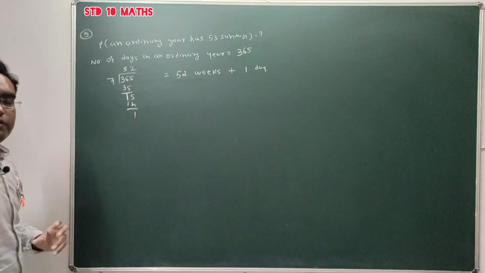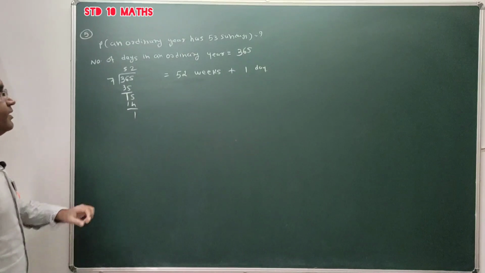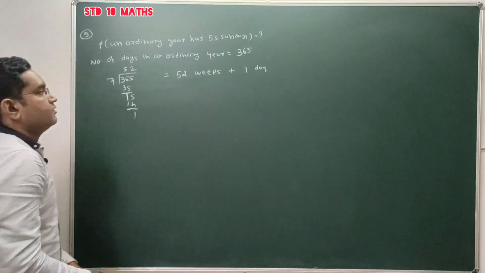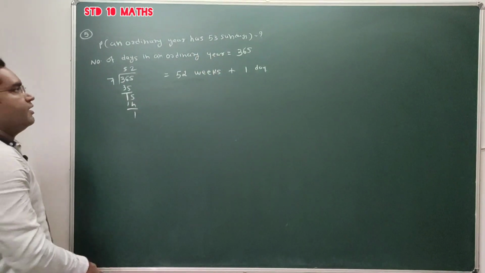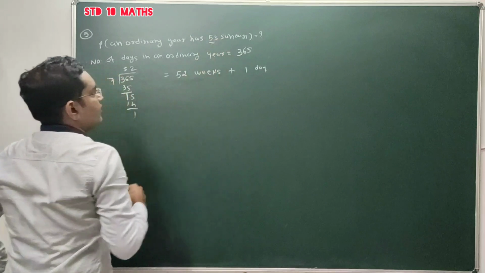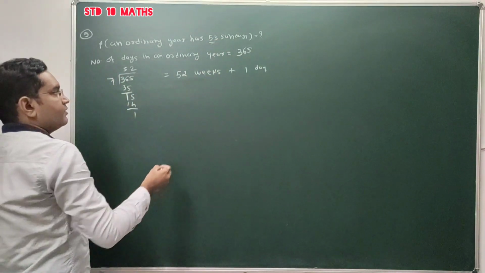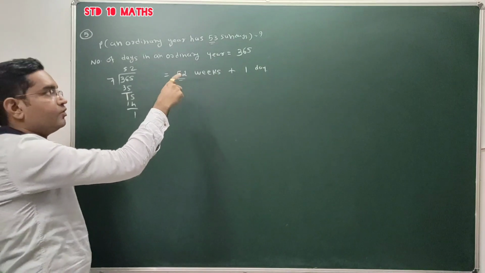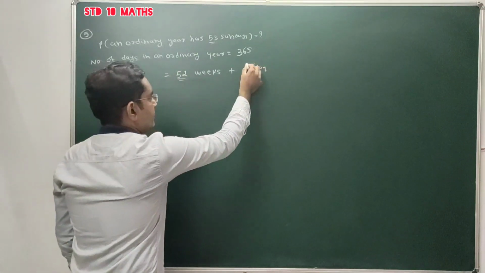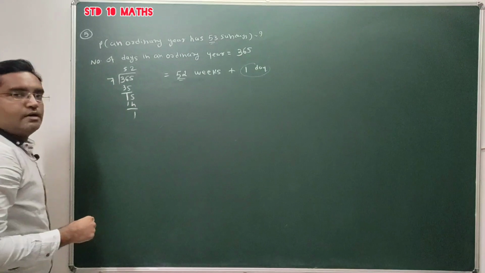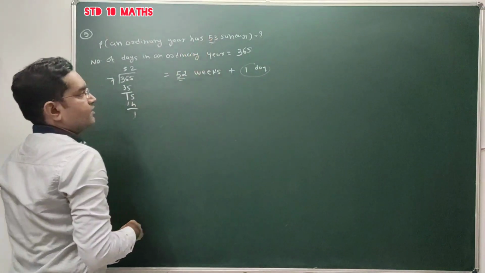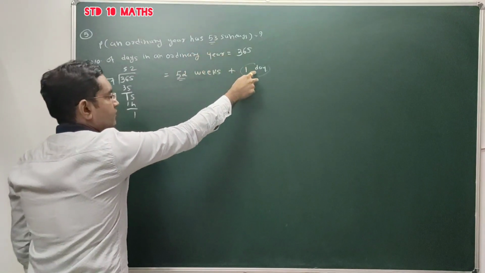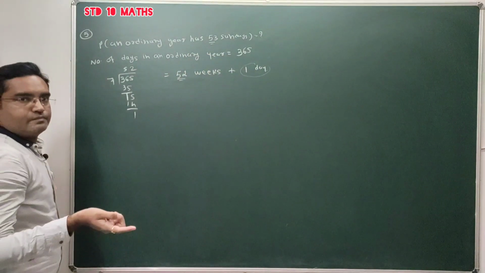Now here what we have to find? We have to find that an ordinary year has 53 Sundays. So to complete 53 Sundays, we require 52 weeks. That means 52 weeks consist of 52 Sundays, and if this remaining one day is Sunday, then it will complete 53 Sundays. So to complete this 53 Sundays, this one day must be Sunday.